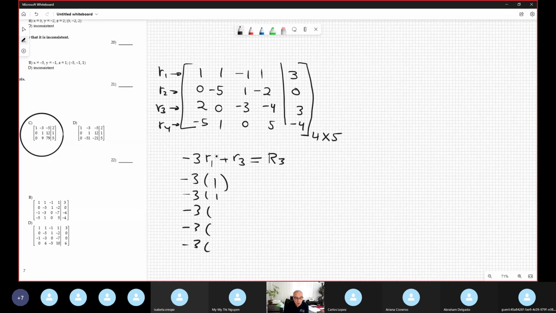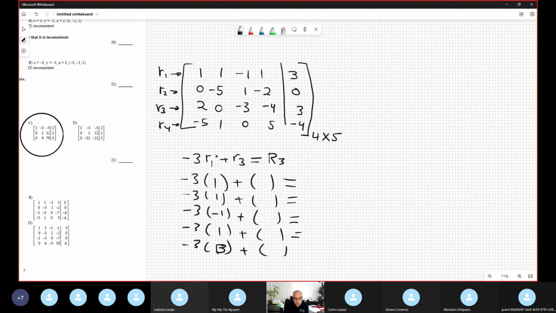which is 1, 1, negative 1, 1, and 3, and adding the corresponding element in row 3. And row 3 is 2, 0, negative 3, negative 4, and 3.